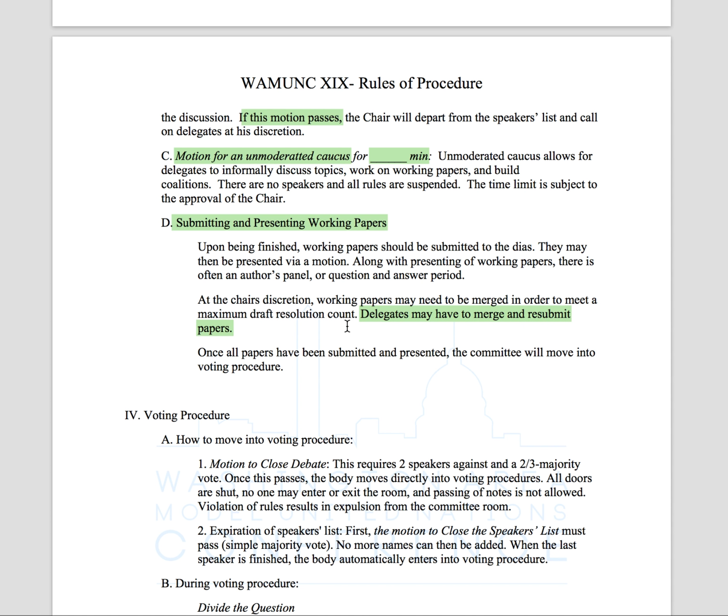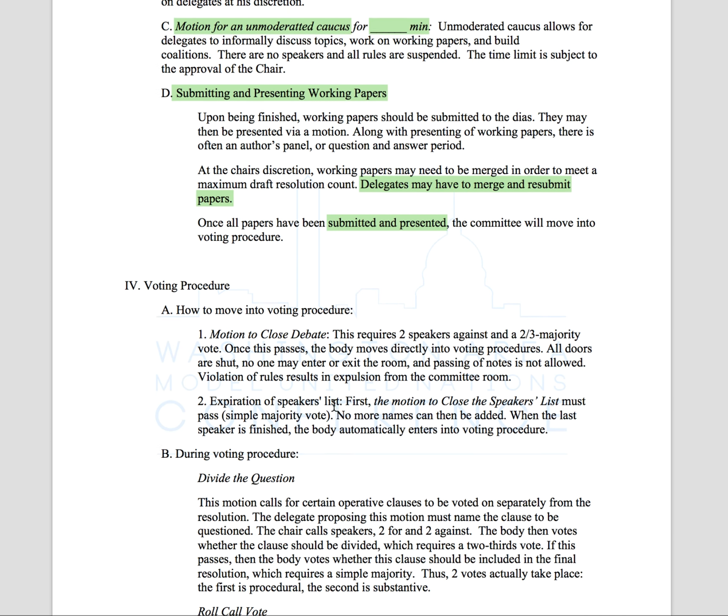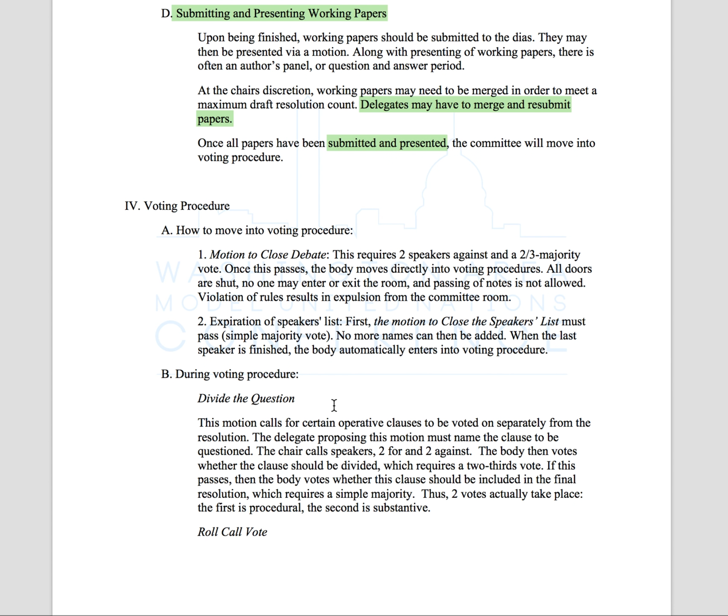So maybe you'll merge some of them that are similar, so delegates might have to merge. Sometimes our chairs will say, I think it would work well if you guys merged, and you can talk about it and merge. And then you can submit and present, and then the committee moves into voting procedure on those draft resolutions, as to which ones they want to actually adopt as UN resolutions.